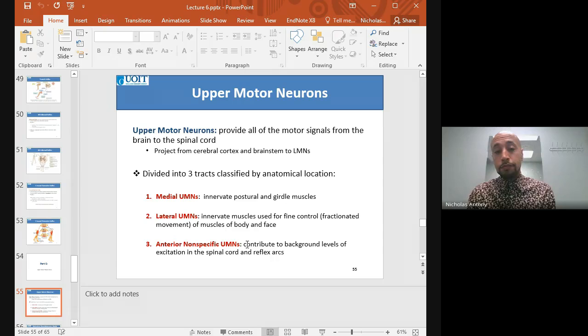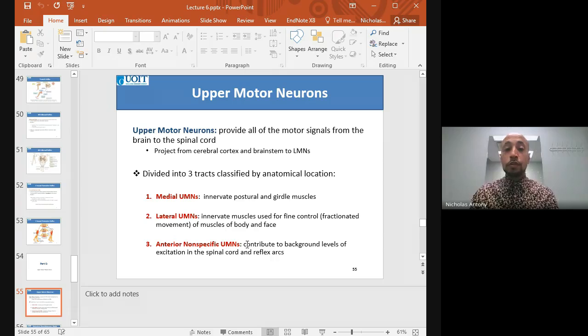Okay? I promise you they're not as complicated as last day's tracts. But again, the best way for you to study or organize them would be to get a sheet of paper and group them out. So we have our medial upper motor neuron tracts, and there's 4 of them. We have our lateral upper motor neuron tracts, and there's 2 of them. And then there are the anterior non-specific upper motor neuron tracts, and there's 2 of them as well.